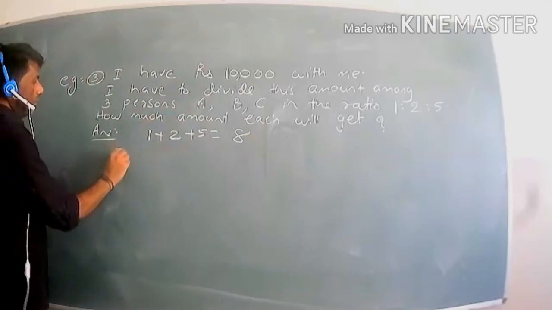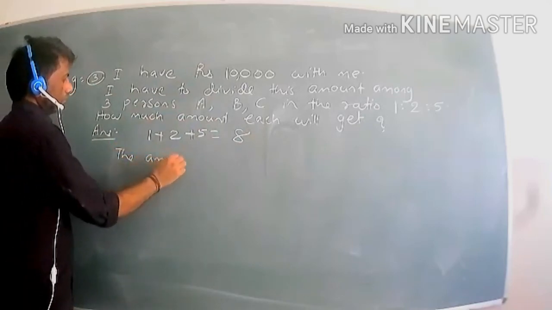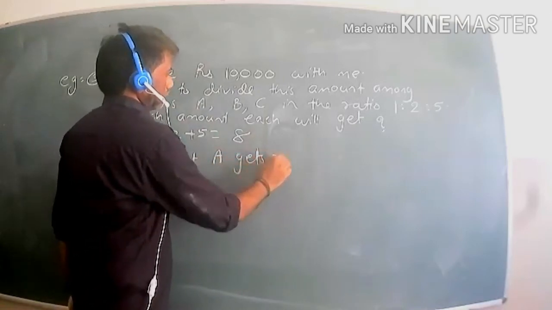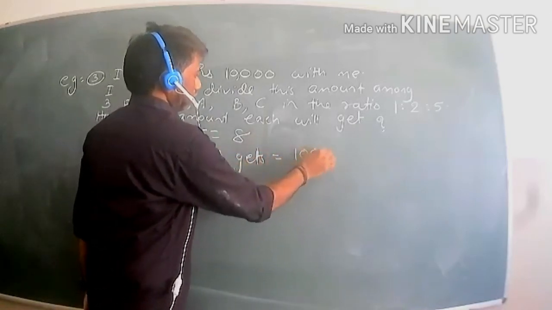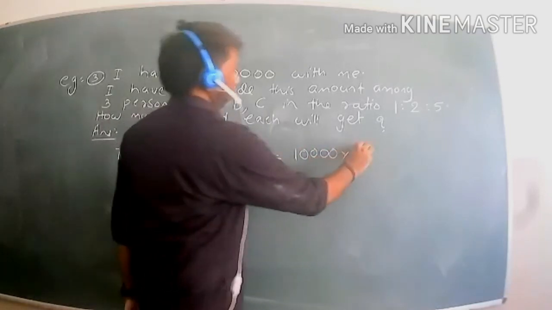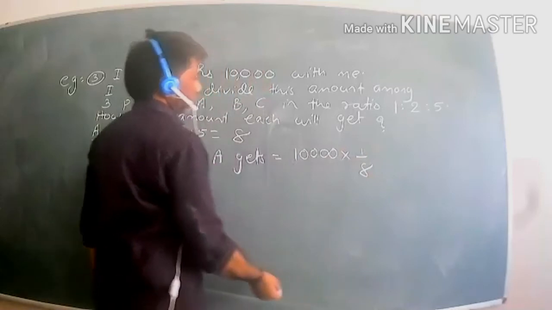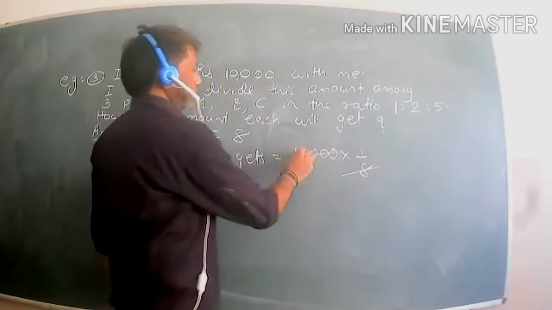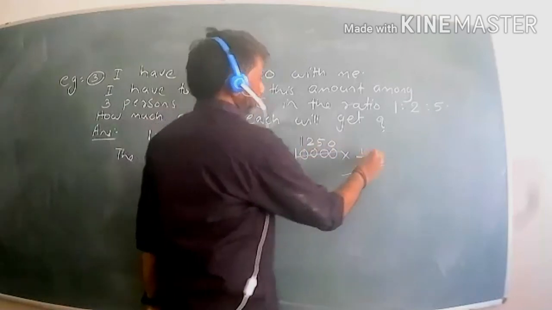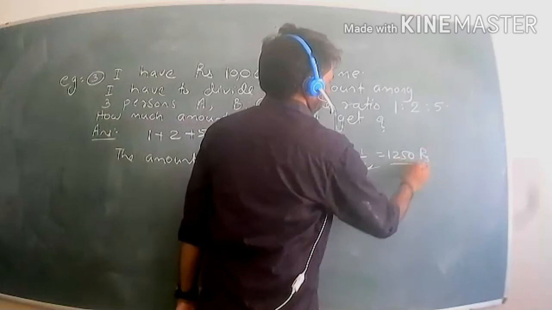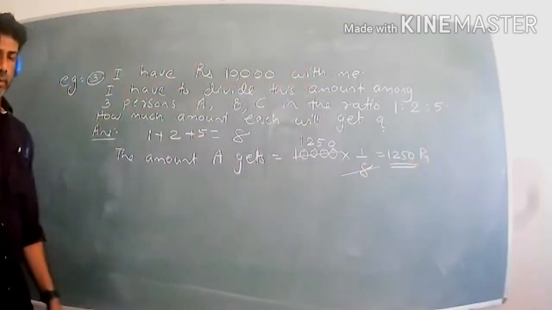All these fractions we multiply with the total amount. So the amount A gets is equal to the total amount, 10,000, into 1 divided by 8. When you divide 10,000 by 8, you get 1,250 rupees. A will get 1,250 rupees.